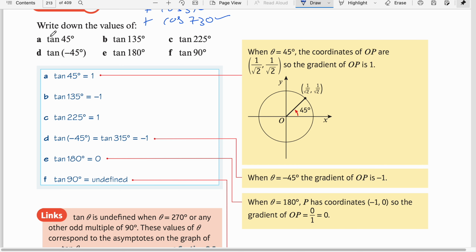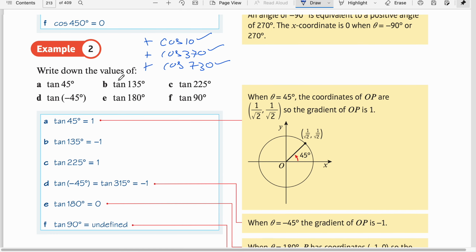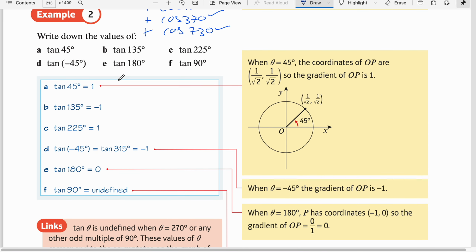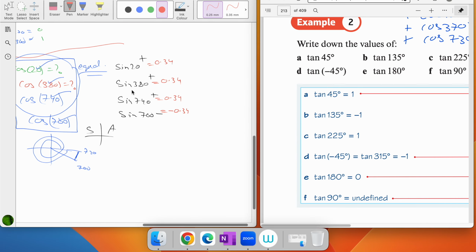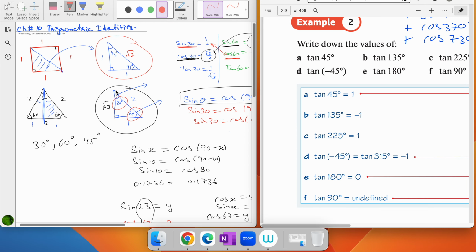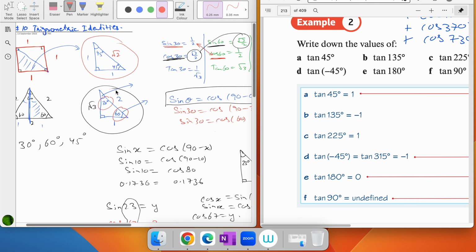Now look at this. It says write down the values of this, and it would depend definitely if he is asking you to use the calculator or not. Tan 45, we know we can use this triangle right here. So let me just open it up and we can compare, so I don't have to draw it again and again. So tan 45, use this first triangle and see that tan 45 is 1 by 1, so it is 1.